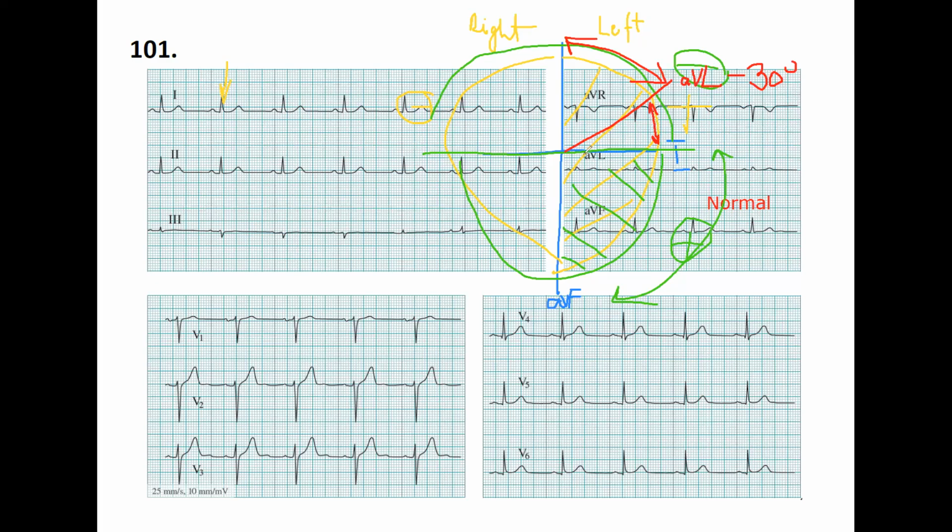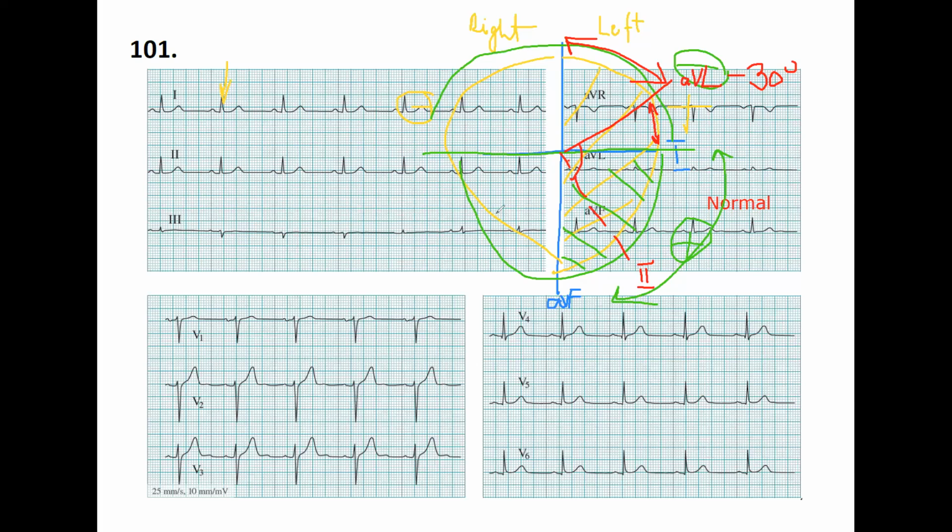Which lead will tell us whether we are here or here? Very simple one. Lead number 2. Because lead number 2 is exactly perpendicular to AVL at minus 30. So if lead number 2 is positive, you are here. If it's negative, we are here.